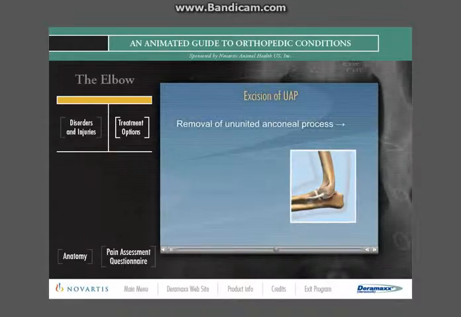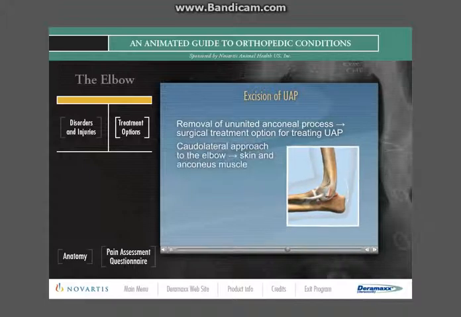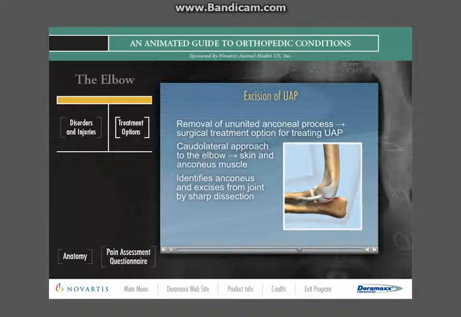Removal of the ununited anconeal process is one surgical technique for treating UAP. A caudolateral approach to the elbow is made through the skin and anconeus muscle. The surgeon then identifies the anconeus and gently excises it from the joint by sharp dissection.